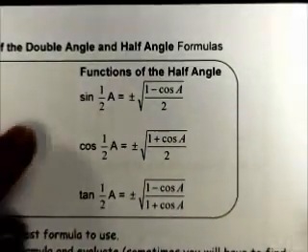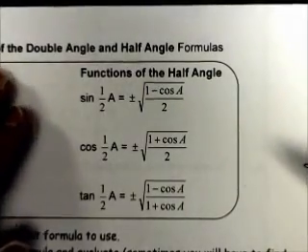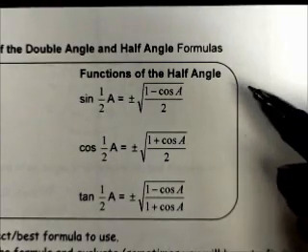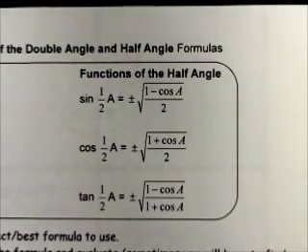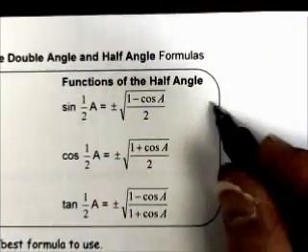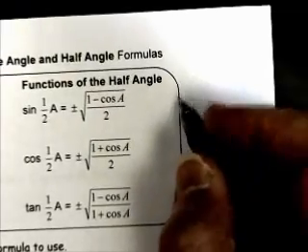Now, they have plus or minus in front of them because, dependent on where the original angle starts, we have to determine what quadrant half the angle would lie in. So let's take a look at our quadrants.